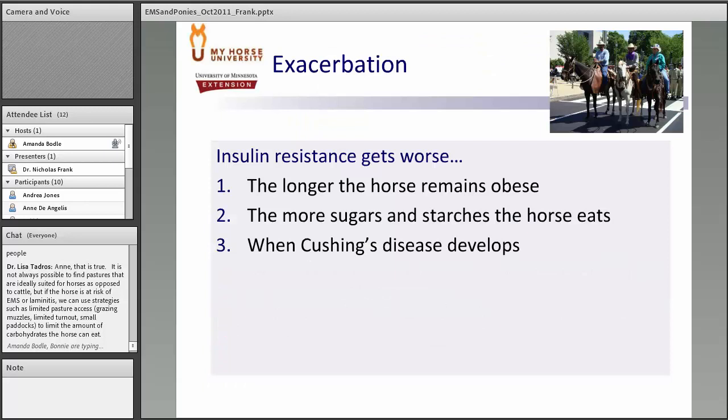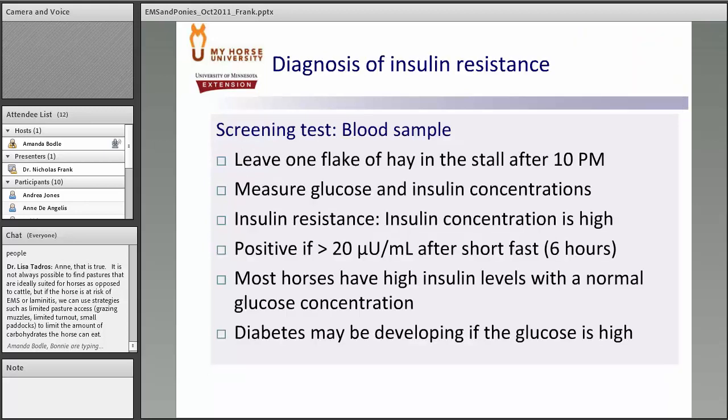So we can say then, if we think about how the situation gets worse for an individual horse, the longer the animal remains obese, the greater the chance is that we're going to get more problems with insulin resistance and laminitis. The more sugars and starches the horse eats, again, this is going to make insulin resistance worse and increase the risk of laminitis. And then finally, if Cushing's is developing, that further increases the risk again. So equine metabolic syndrome is a syndrome that can get worse through diet, through obesity, and with the insulin resistance side of things, the Cushing's disease can make it much worse too.